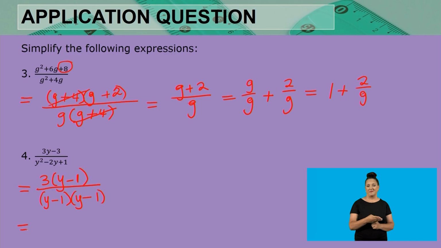They are the factors. But look, we have a binomial divided by a binomial that is the same. So that gives us 1. So what are we left with? We are left with 3 divided by y minus 1. And that is the final answer.